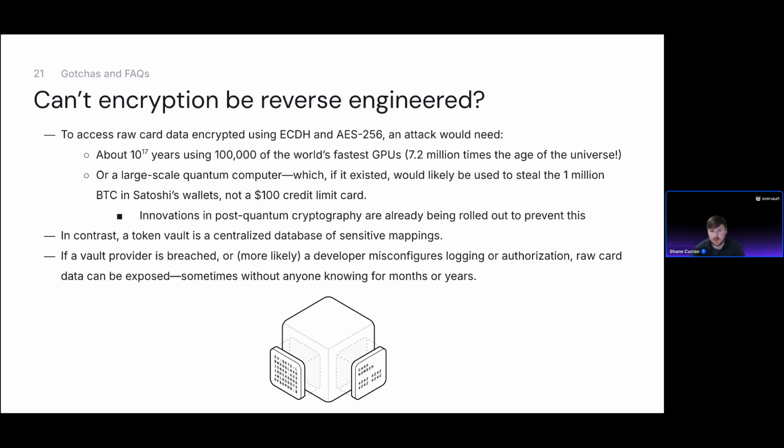In contrast, a token vault is just a centralized database of sensitive mappings. So you don't need any of this advanced tech to get access to the plain card information. If a vault provider is breached, or what's much more common, there's a developer misconfiguration on logging or authorization, or even just somebody has access to AWS services they shouldn't, raw data can be exposed both intentionally and unintentionally. You typically see it with a lot of major data breaches that get announced. In some cases, they're announced pretty quickly, but in many cases, companies don't realize for months or even years in the worst case scenario that card data has been breached.